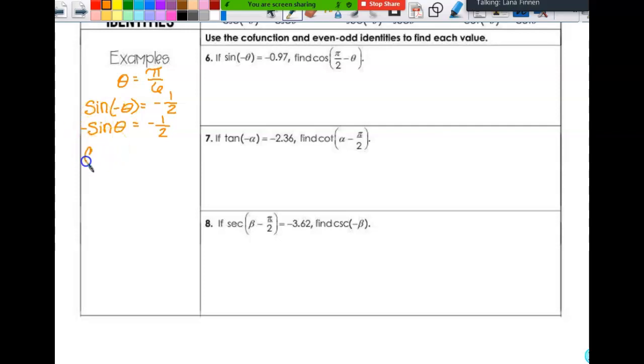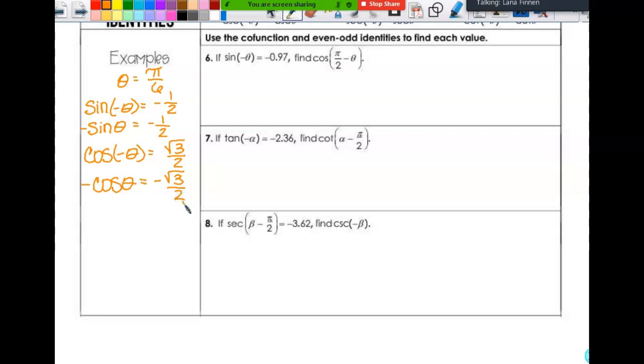Because if I do cosine, so if I find cosine of negative theta, okay, so cosine of negative pi/6, that puts me in the fourth quadrant. Cosine's positive in the fourth quadrant, so it would be a positive square root of 3 over 2. If I find a negative cosine of theta, that means I would just find the cosine of pi/6, which is square root of 3 over 2. Then I would make it negative, so it's negative square root of 3 over 2.